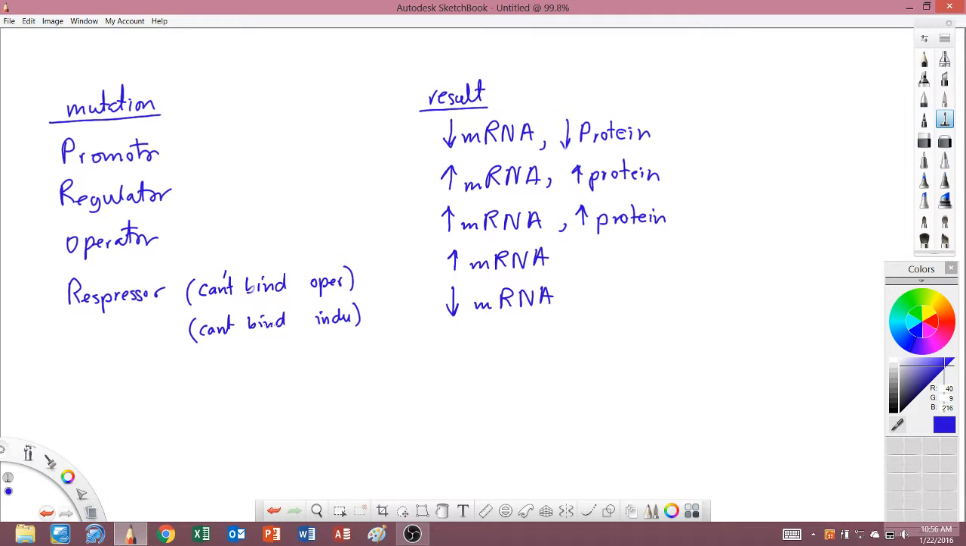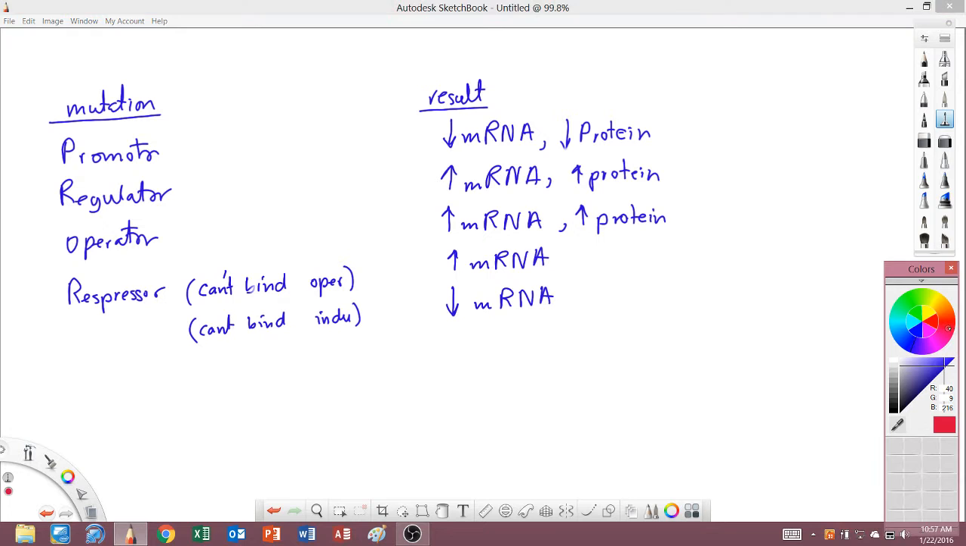So it's simply, if the mutation is within the repressor such that it cannot bind to the operator, it's something different than when the repressor is mutated such that it cannot bind the inducer. The results are different, but it's mutation regardless. If it cannot bind the inducer, that means inducer cannot attach to it. Repressor will stay attached, bound to operator.